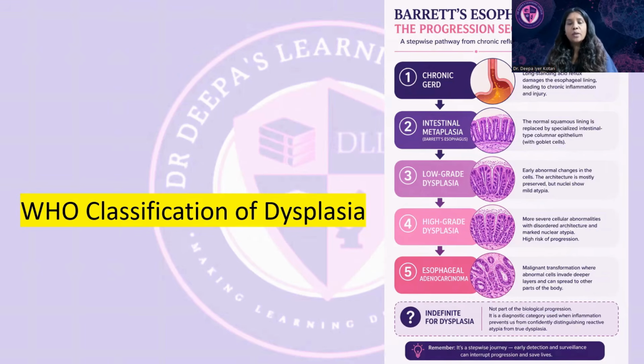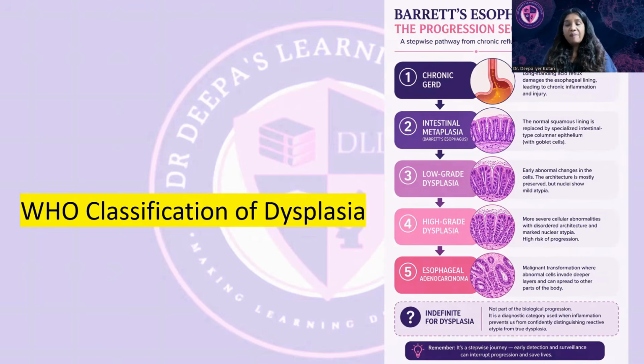vesicular nuclei, nuclear polarity is increased, full thickness nuclear stratification is present, frequent mitotic figures are present, glandular crowding is seen, cribriform architecture also may be seen. Then you call it high grade. So far we discussed the diagnostic and grading.